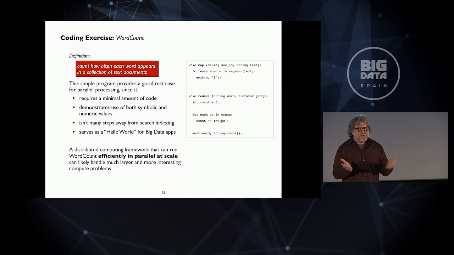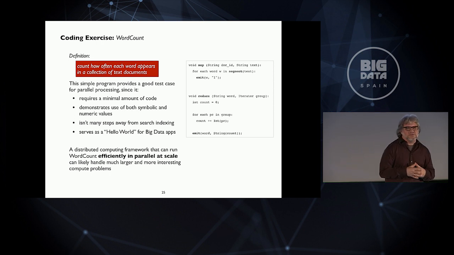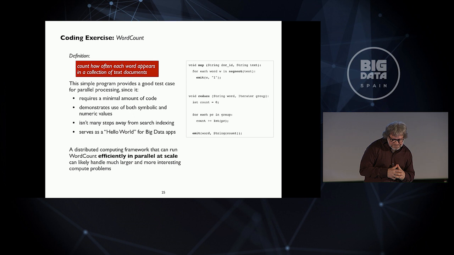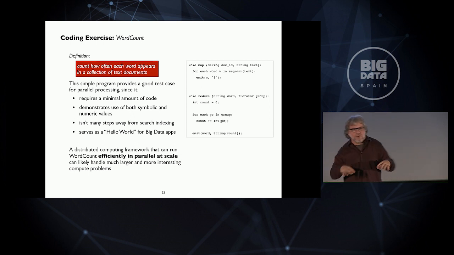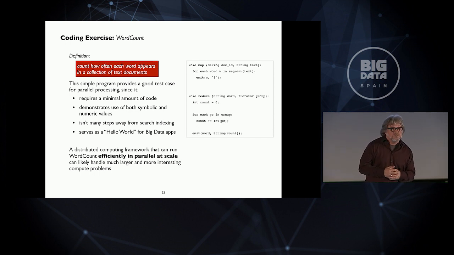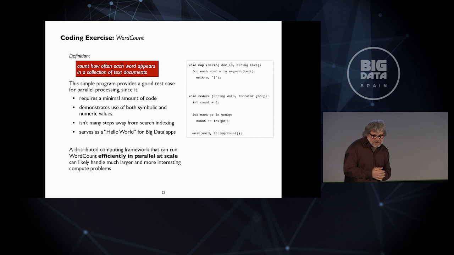So TF-IDF is part of the indexing inside of Lucene by default, and other things like that you would see in search. Long story short, if you can do word count efficiently on a cluster in a given framework, you have some guarantees that much more complex algorithms, much more useful work, can also be done efficiently in parallel at scale. So I call it a canary in a coal mine.